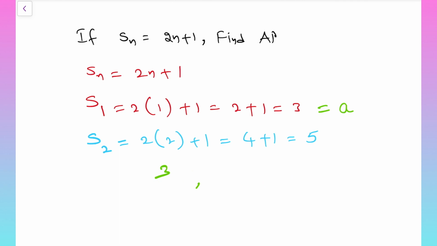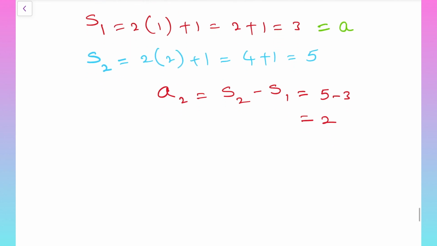Then how will we write that? So the second term, that is A2, is equal to the sum of the two terms minus the sum of the one term. That is 5 minus 3, which is equal to 2. So the first term is 3, A2 is 2. So let us write this progression now. First term is 3, comma, second term is 2. Obviously, if two terms are there, then later we can write all the terms. 3 minus 1 is 2, right? So 2 minus 1 is 1, 1 minus 1 is 0, and so on.